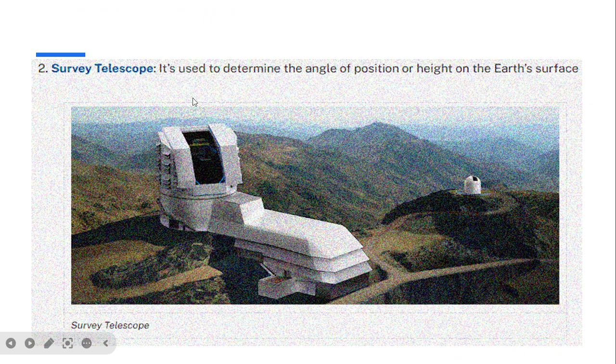This is used to determine the angle of position or height on the surface. And here's an image showing the survey telescope. It's there just to determine the angle of position or height of the Earth's surface. So it's very useful when you're trying to carry out leveling in a huge or large place.